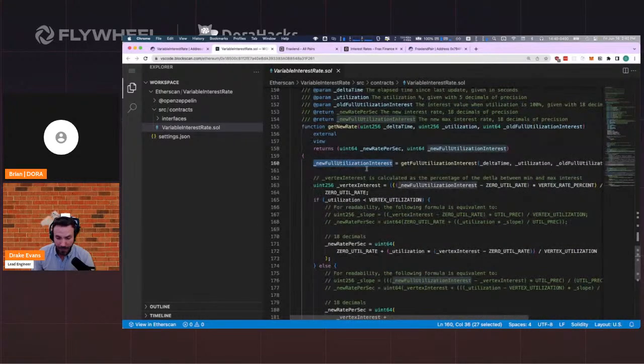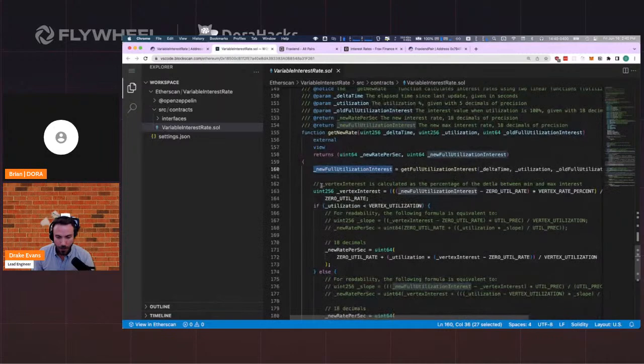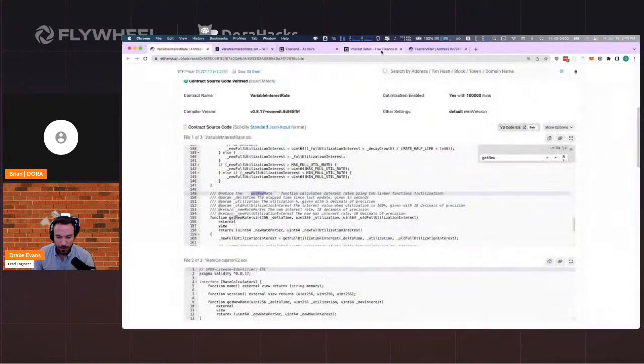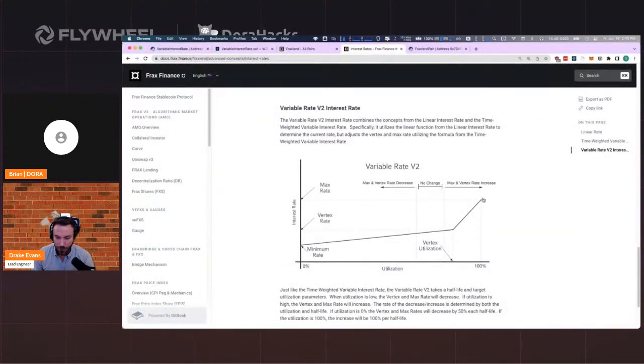And then after that, it's pretty straightforward. We just follow along the slope. So this slope will be adjusted. And after that point, it's simply just y equals mx plus b. We put in the utilization, we add the y-intercept, and we calculate the point in time.